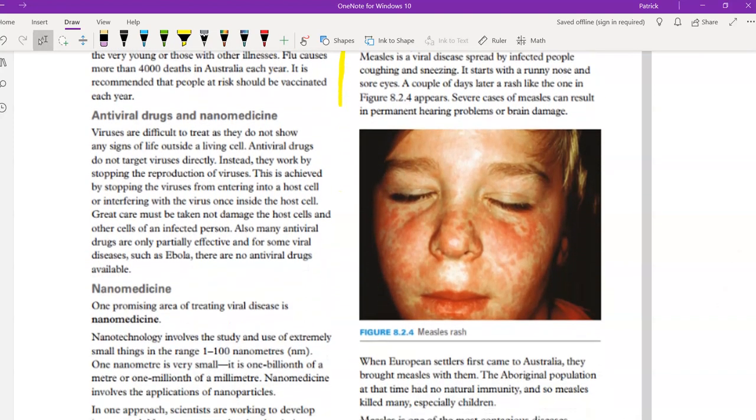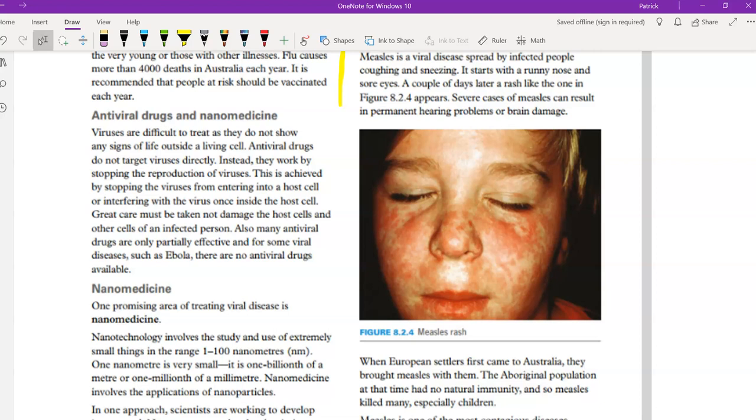Viruses are difficult to treat as they do not show any signs of life outside a living cell. Antiviral drugs do not target viruses directly. They work by stopping the reproduction of viruses. This is achieved by stopping the viruses from entering the host cell or interfering with the virus once inside the host cell. Great care must be taken not to damage the host cell and other cells of an infected person.